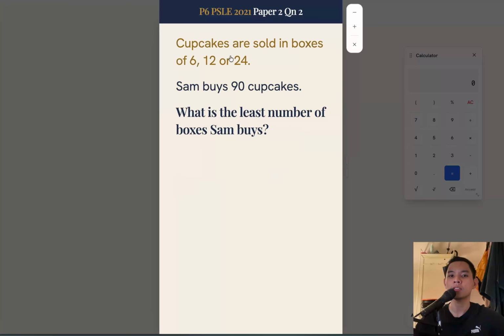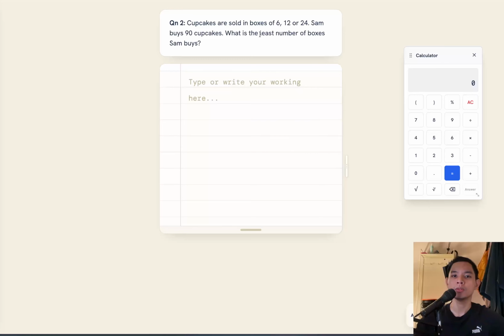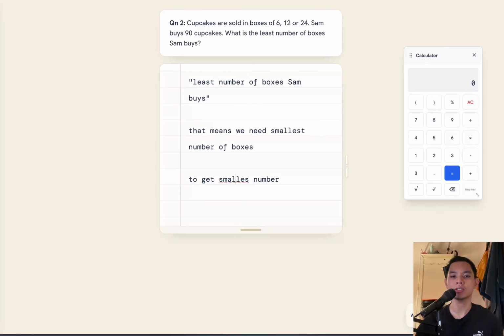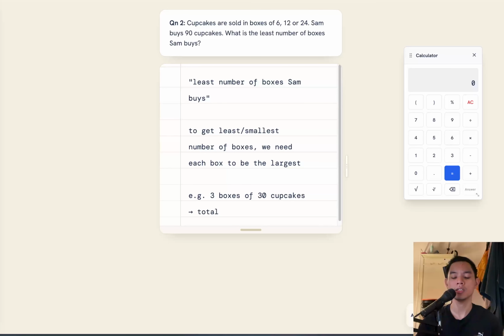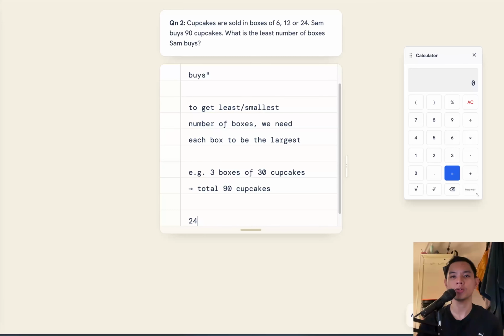Question 2. Cupcakes are sold in boxes of 6, 12, or 24. Sam buys 90 cupcakes. What is the least number of boxes Sam buys? So that means we need the smallest number of boxes. And to get the smallest number of boxes, I think I repeat this, we need each box to be the largest. For example, 3 boxes of 30 cupcakes is equal to 90 cupcakes. So in this sense, 24 cupcakes in one box is the highest.